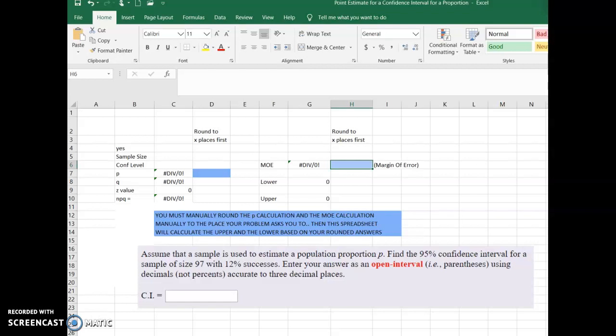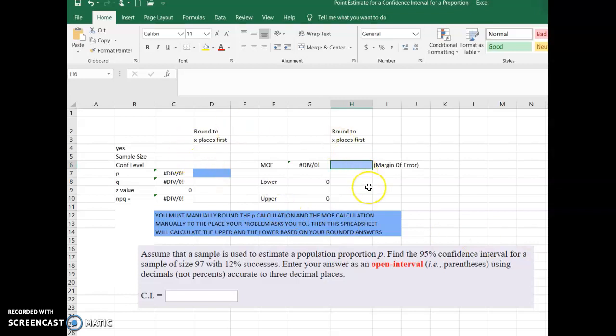So this is a question that was posed to me by a student with regards to constructing a confidence interval to estimate an unknown population proportion. Assume that a sample is used to estimate a population proportion P. Find the 95% confidence interval for a sample of size 97 with 12% successes. Enter your answer as an open interval, for instance, parentheses, using decimals, not percents, accurate to 3 decimal places.